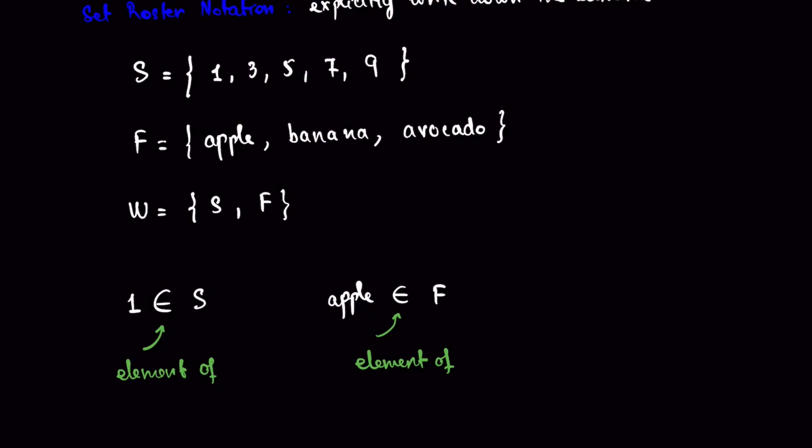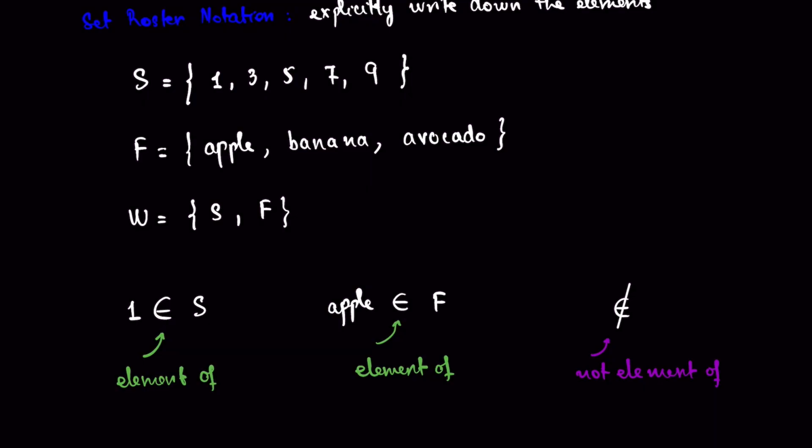On the other hand, for a notation to describe something that does not belong to a set, we still use this notation, but we put a line through it. This symbol right here says "not an element of". So in this case, I can say that the number 2 is not an element of the set S.